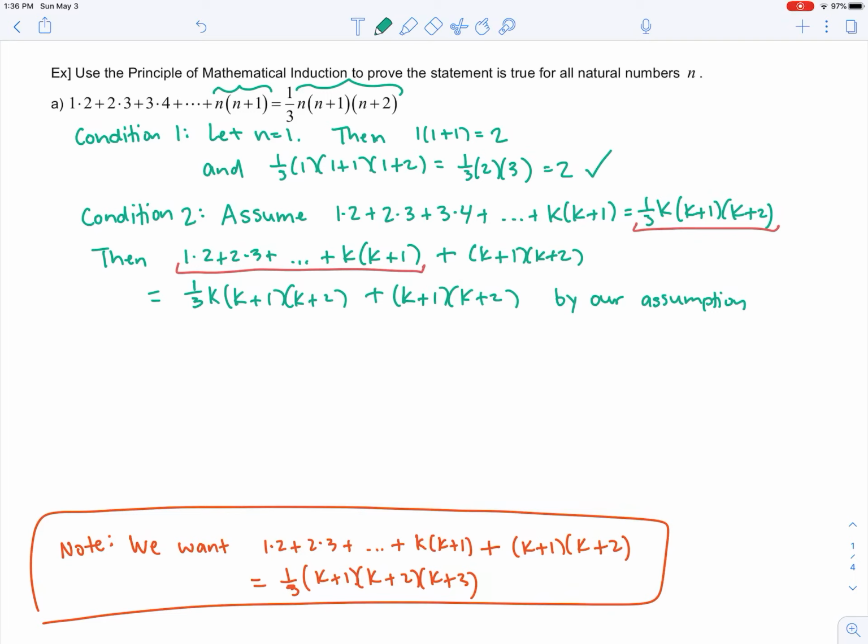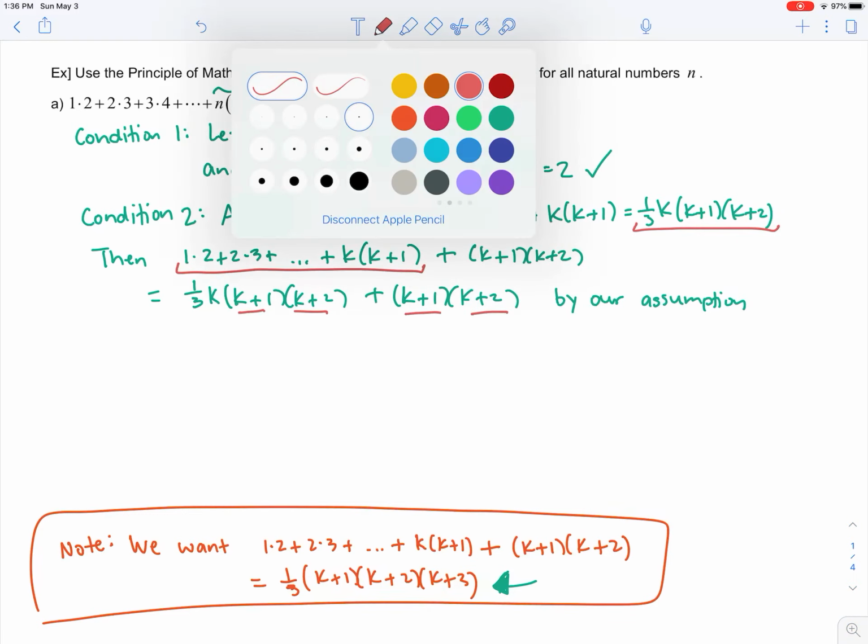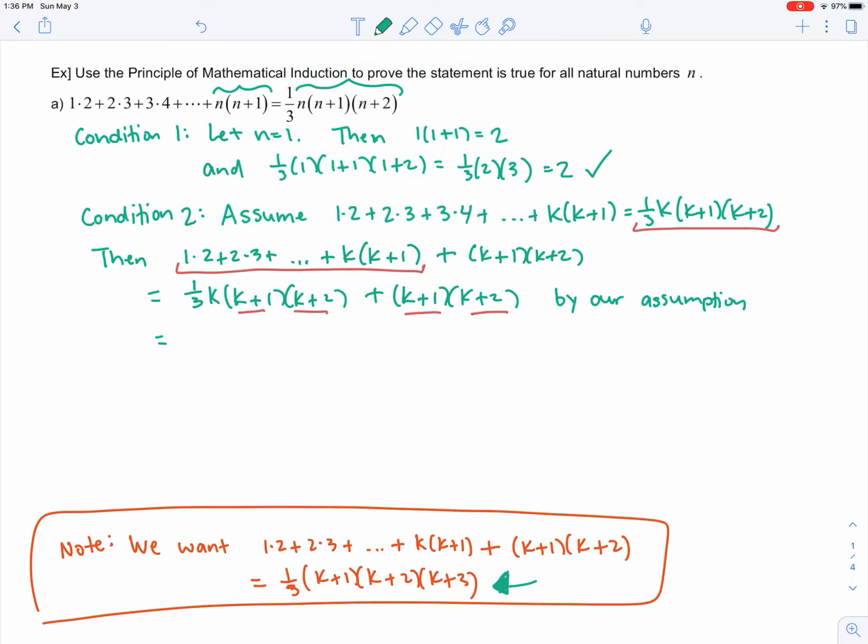Okay. Now looking at this, this is not what I want. What I want is down here. The main difference between what I have and what I want is that what I have currently has two terms, and what I want is just one giant product. So it looks like if I factor, I might be able to achieve what I'm looking for. I'm seeing common factors here, k plus 1, k plus 2, k plus 1, k plus 2. I think I'll factor those out and see what happens. Sometimes you have to just try stuff.